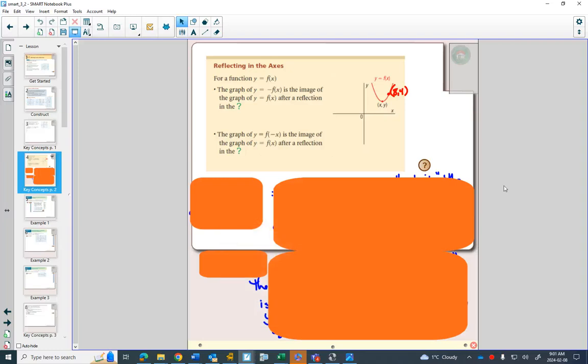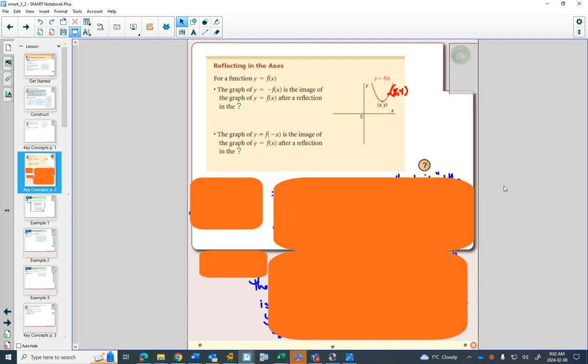So in grade 11, you learned that a negative outside of a parabola made the parabola go down. In grade 12, sometimes the negative is going to be outside the function, like it was with your parabolas, and sometimes it's going to be inside the function.